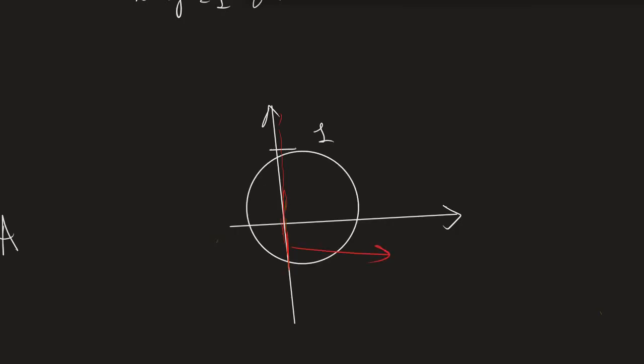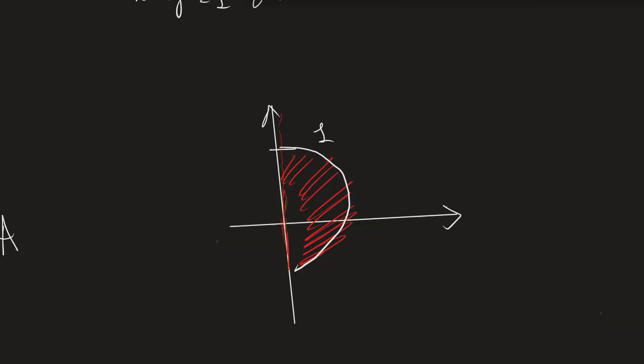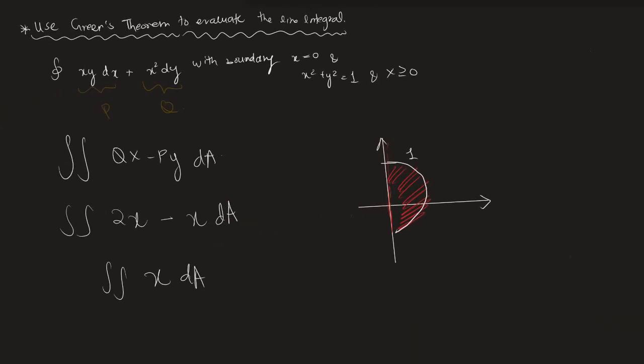So everything that is inside this, all the positive x's. We do not have any negative x's. If we go ahead and draw the region neatly, this is how your region should look. So this is your region, this half circle over here.